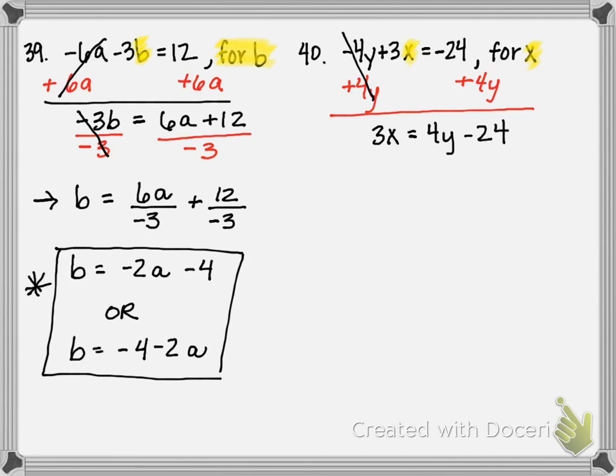Then we need to get the x by itself, so x and 3 are being multiplied, so to undo that, we will divide. 3x divided by 3 cancels, leaves me with my x. 4y minus 24 divided by negative 3. I can simplify that by splitting it up.